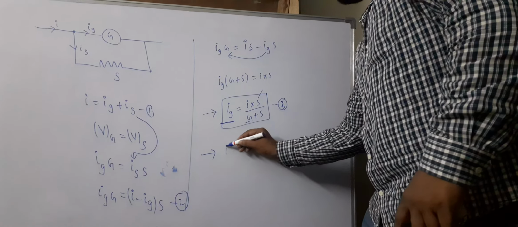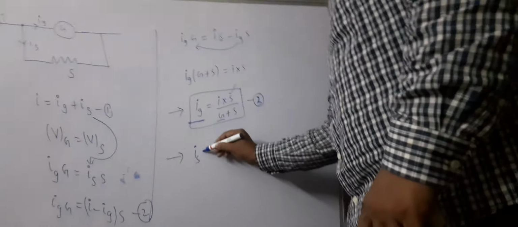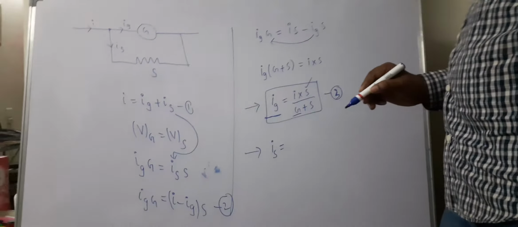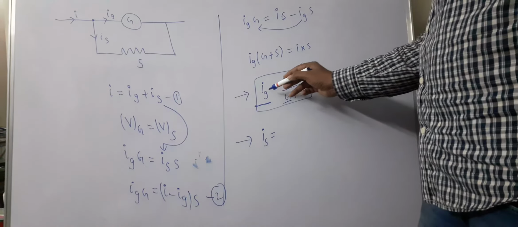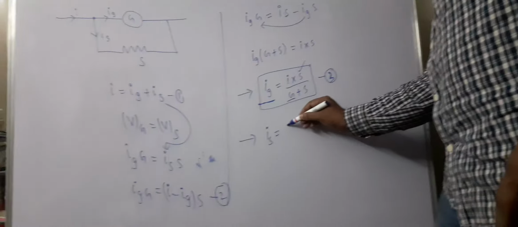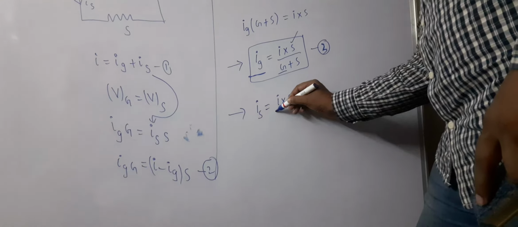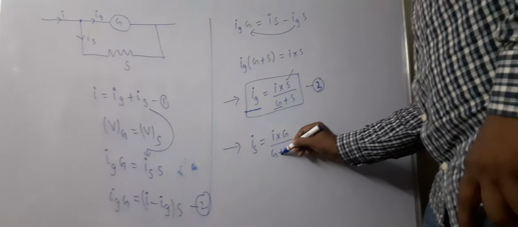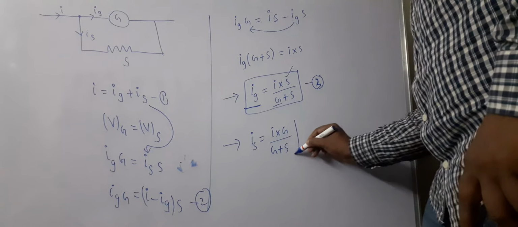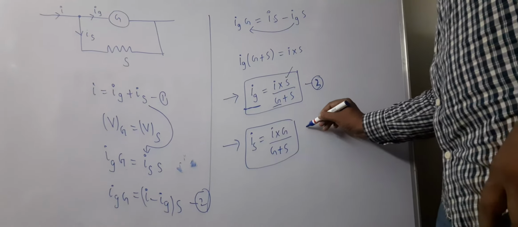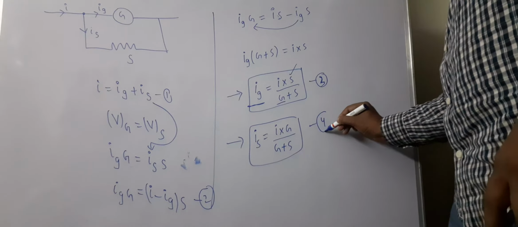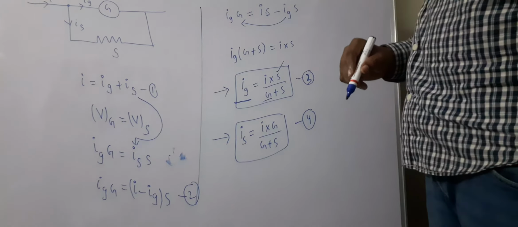Similarly, I write the current passing through the shunt. If it is Iz, then it is I into S by G plus S; if it is Is, then it is I into G by G plus S. This is the formula for current passing through the shunt.